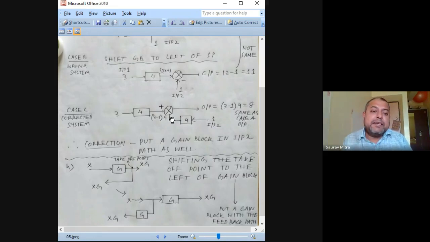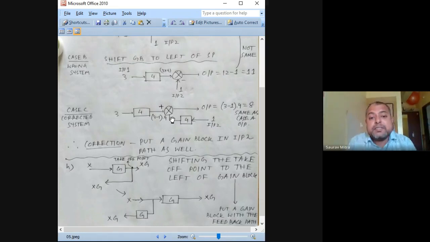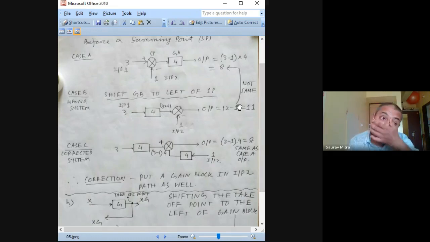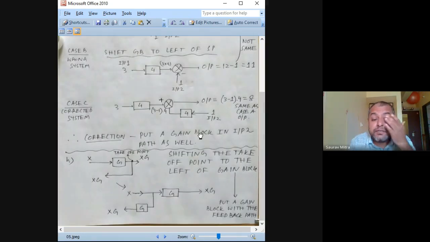So in that case this diagram C is the correct output for the system shown in A, whereas this case B is actually wrong. Here we have just shifted, but we have not compensated. So the third step, that is diagram C, is shifted and compensated. So mainly what you have to do is this compensation.